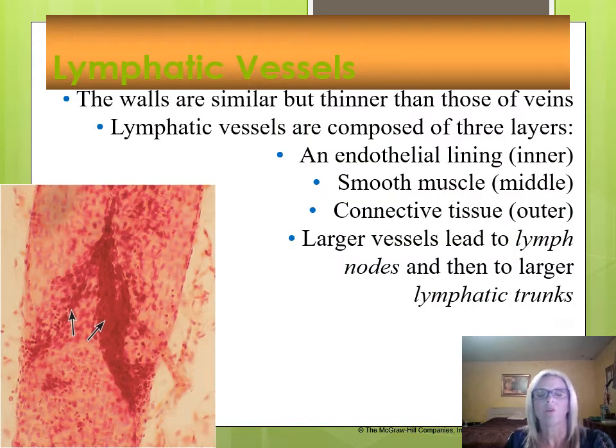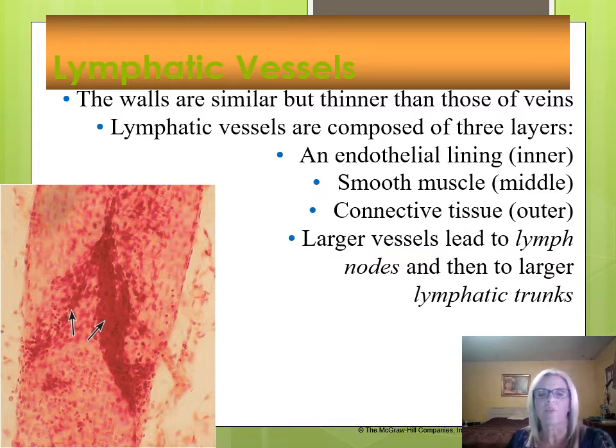Lymphatic vessels are similar, but yet they're thinner than those of veins. Lymph vessels have valves in them. These are one-way shut-off valves that prevent fluid from backing up into the lymph vessel. If they're damaged, we can have lymph congestion, and that leads to edema in tissues.